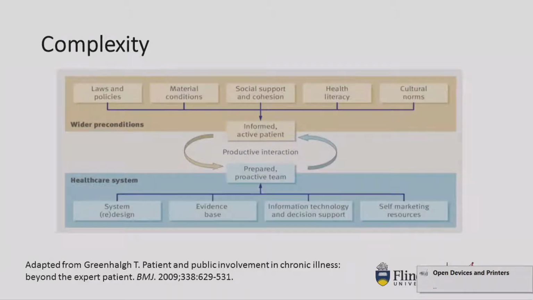complexity. So when you think about the interaction between the tumor and the treatment, or the patient and an oncologist, it can be thought of in terms of two factors. Now, when you think about health service interventions, there is much more complexity to it. So in the ideal world where you have the interaction between an informed, active patient and a prepared, proactive healthcare team, there are a lot of factors that influence both.